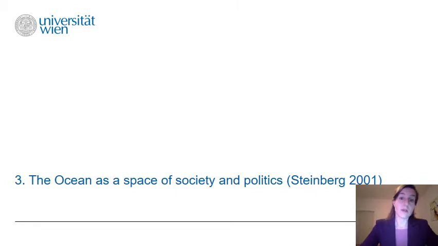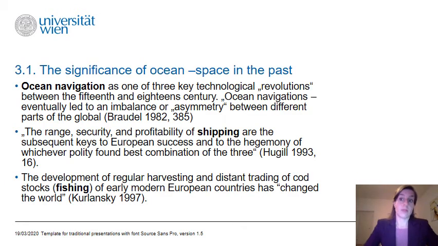So the ocean is not only a space to be known, a space to be studied, it's also a space of society and politics. In the past, the ocean has had a significance for societies, for humans. It's obvious in the case of food, of fish, that was always an important source of nutrition for many people.